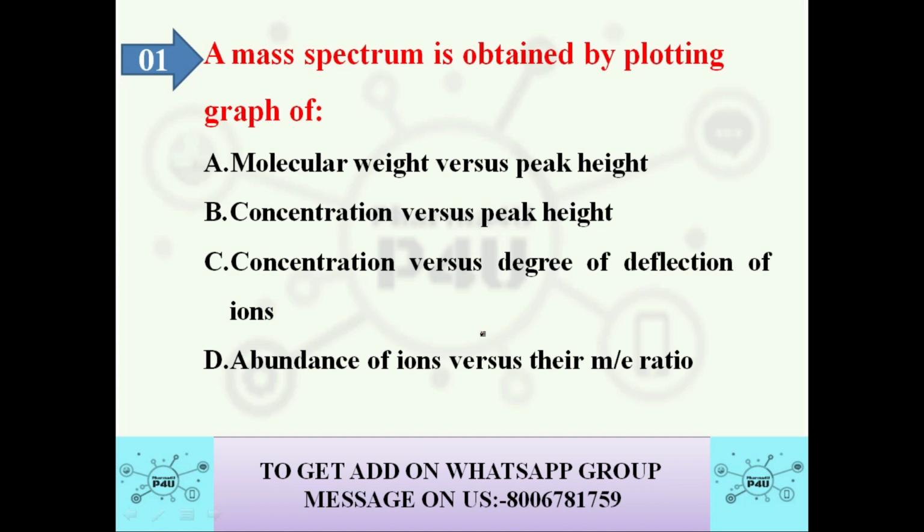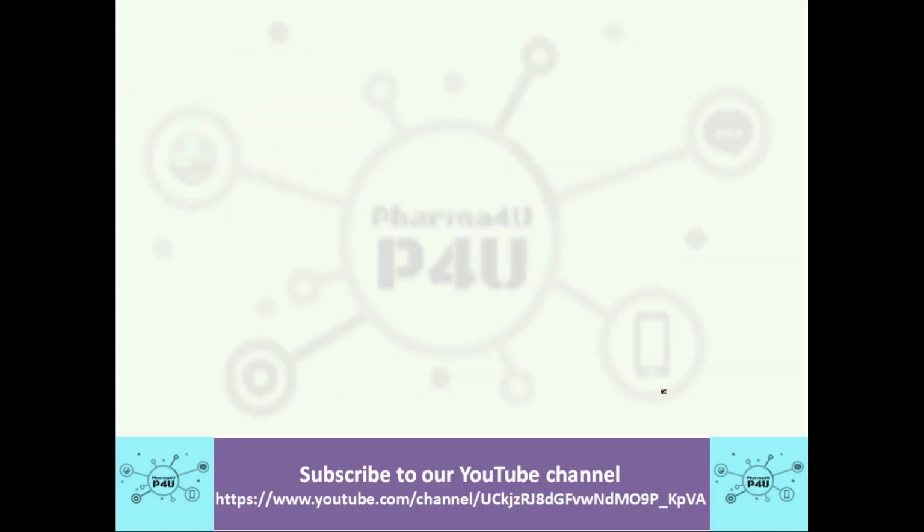So the question is that a mass spectrum is obtained by a graph. So there is a graph between two things. Which are the two things? The two things are abundance of ions versus their m by e ratio. A mass spectrum is obtained by plotting a graph between abundance of ions and their m by e ratio.